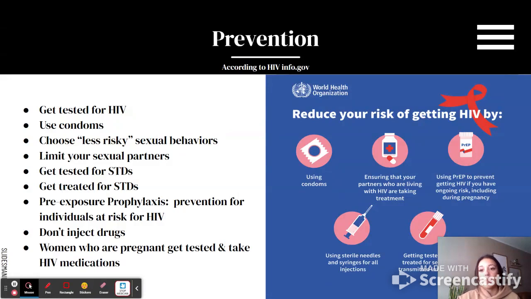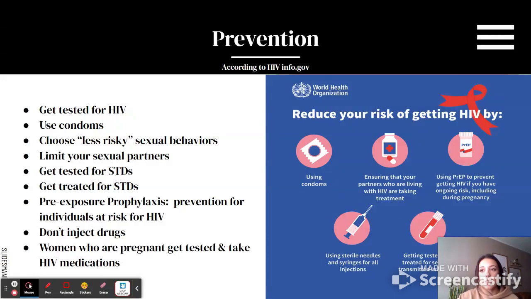Preventing HIV. There are many ways that you can prevent or reduce your chance of contracting HIV. Obviously, like using condoms, limiting the number of sexual partners you encounter, continuously being tested.